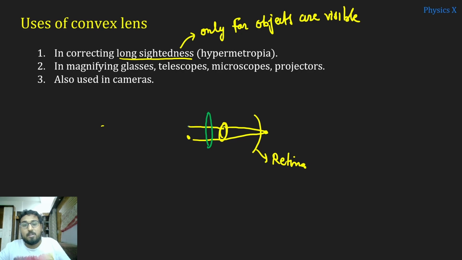What happens? These rays of light now converge further. Partially they converge by this line and partially by this. So then they are actually meeting at the retina and forming an image. That is how we are using a convex lens in correcting hypermetropia, that is long sightedness. Long sightedness also has another name, we call it hypermetropia.